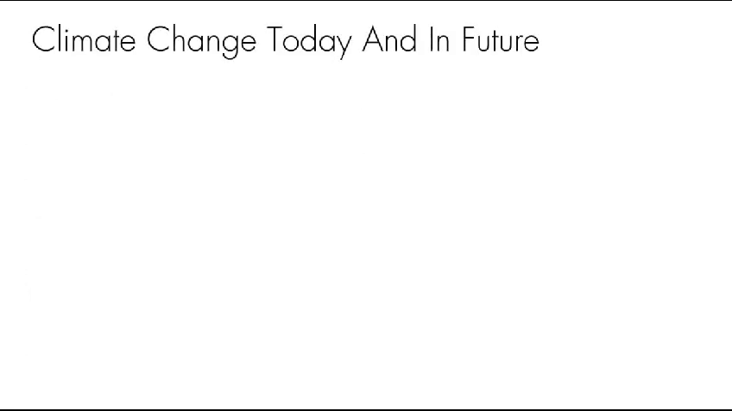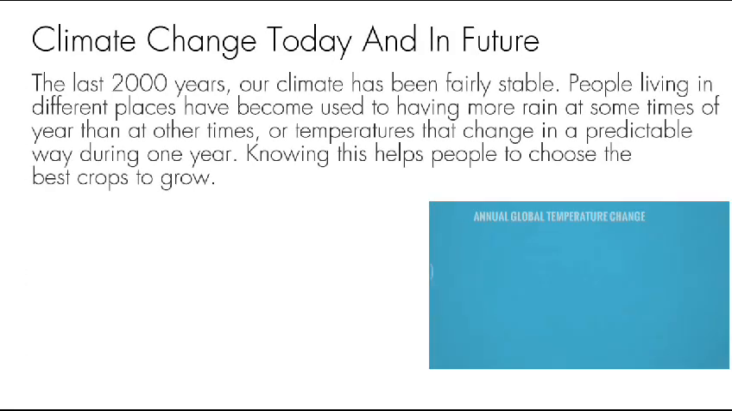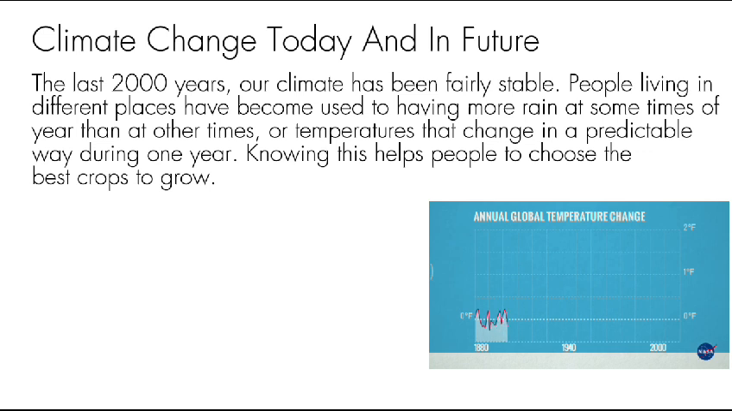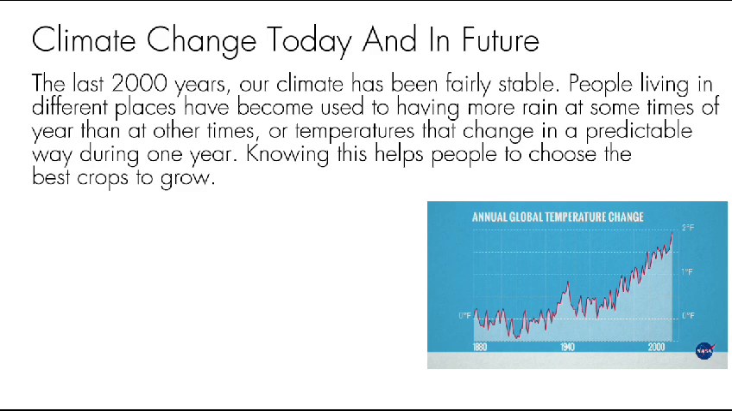Climate change today and in future. For the last 2,000 years, our climate has been fairly stable. People living in different places have become used to having more rain at some times of year than at other times, or temperatures that change in a predictable way during one year. Knowing this helps people to choose the best crops to grow.